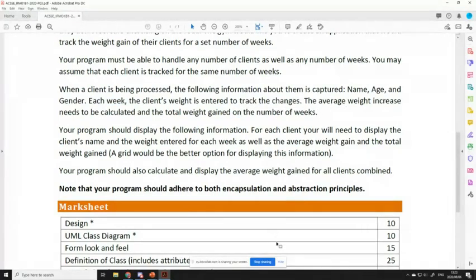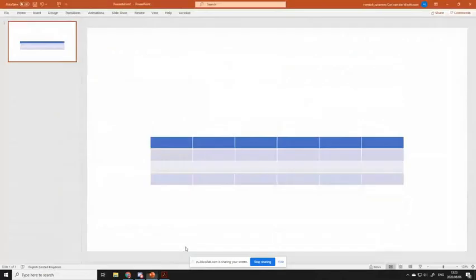So let's look at that realistically. Let's go to our sheet. We can say client 1, client 2, client 3. And then we can say week 1, week 2, week 3, and then we can have our average and we can have our total.